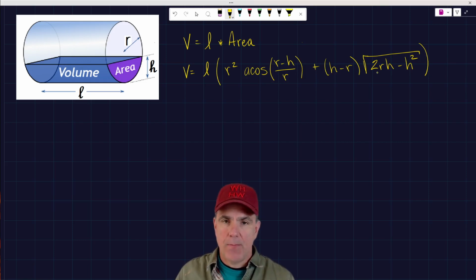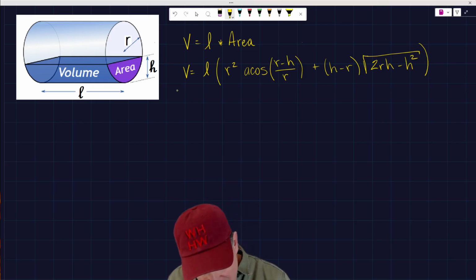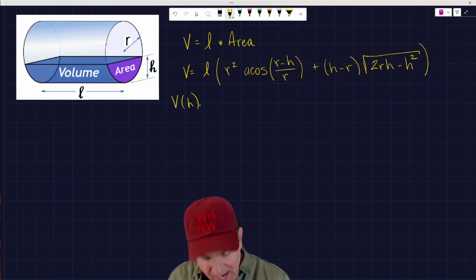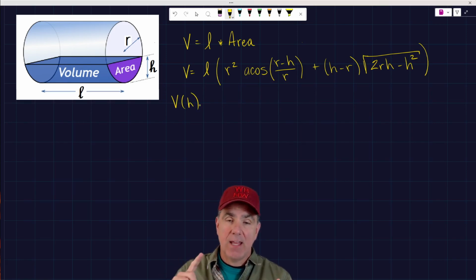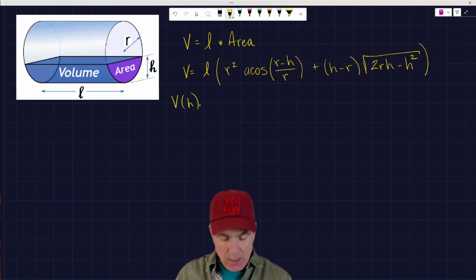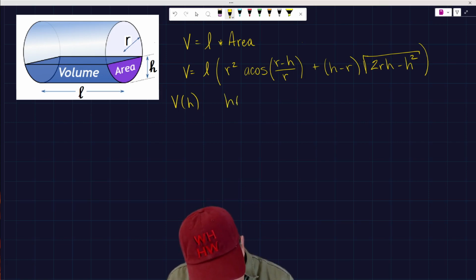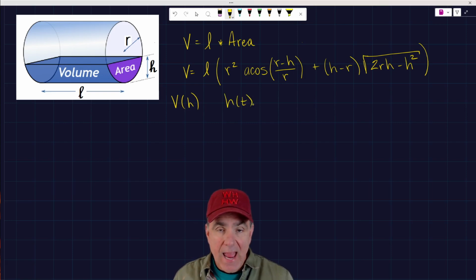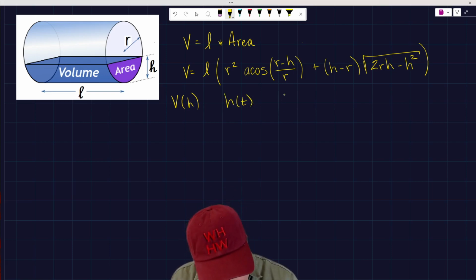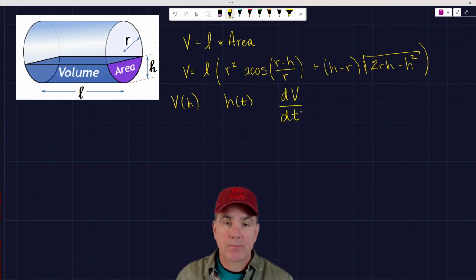How we come up with that was not really what we're talking about in this problem. What we want to understand, however, is what we have here is volume as a function of height. The radius and the length of the container are fixed. So the only thing that's changing here is the height. And what we're interested in is understanding how does the height change with respect to time if the tank is draining. So we have to think about the fact that height is a function of time, and what we have is a rate of change of volume with respect to time.